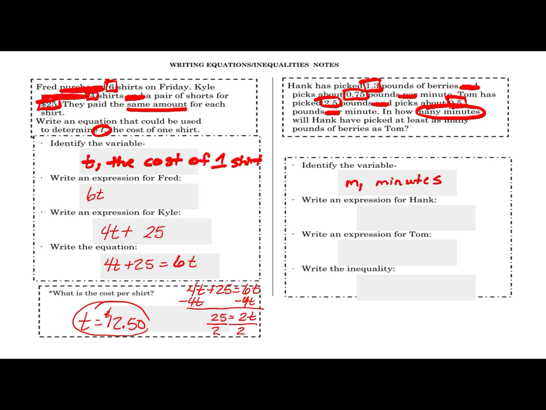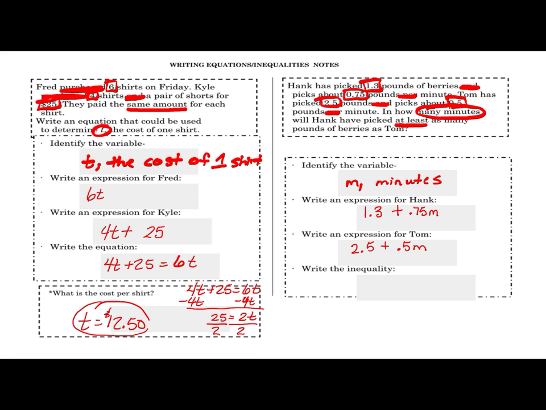And then our end result is "at least," right here. So we're going to write an expression for Hank. He's got 1.3 pounds, and he picks 0.75 pounds per minute. And remember, we're using M for our minutes. And Tom has 2.5 pounds, and he's picking 0.5 pound per minute.